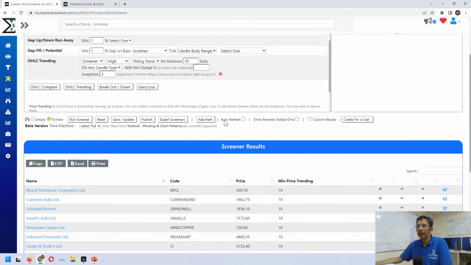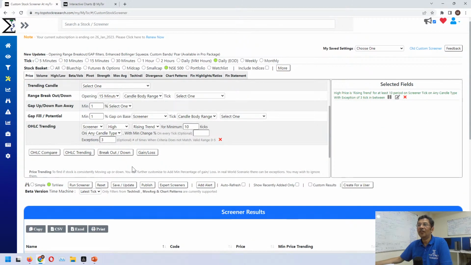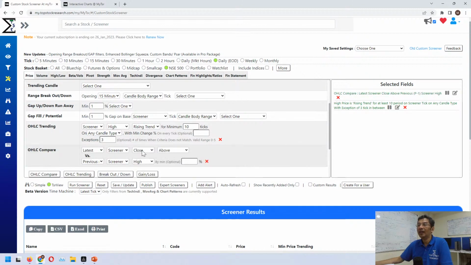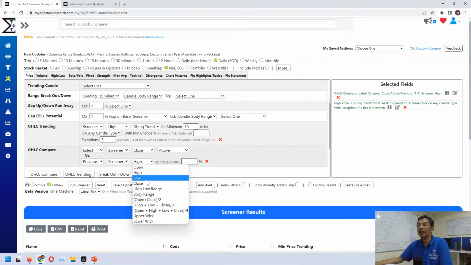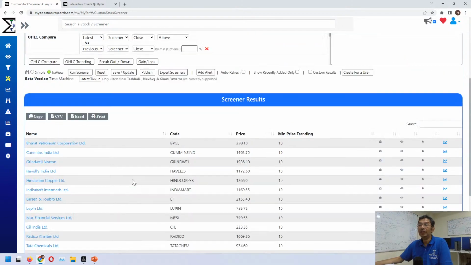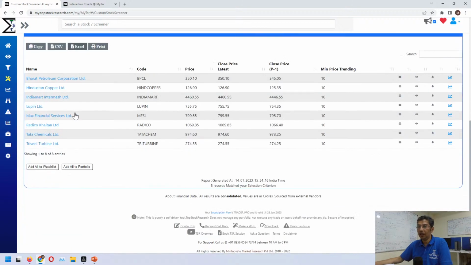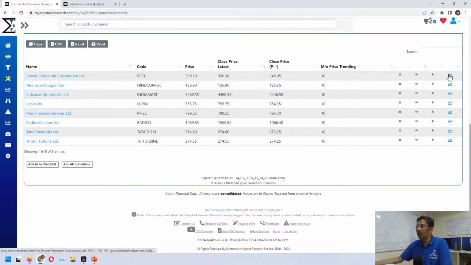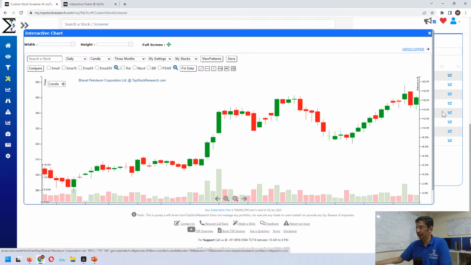So what you can do is mix and match different things. You can look at whether the latest day close is greater than the previous day close. So instead of these 13 stocks, the number of stocks will come down, and this will help you filter or smoothen your strategies.